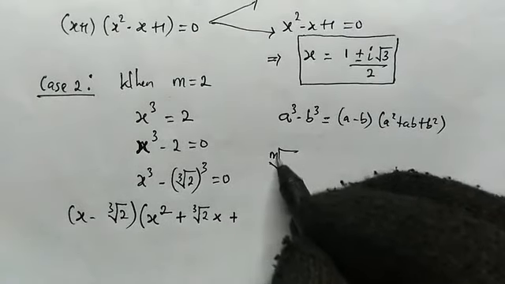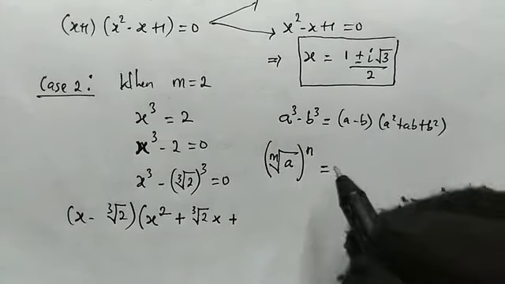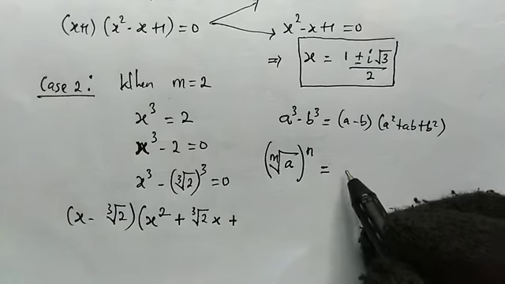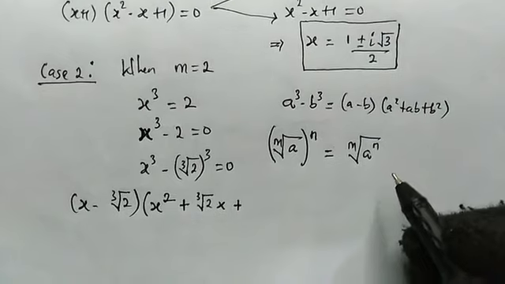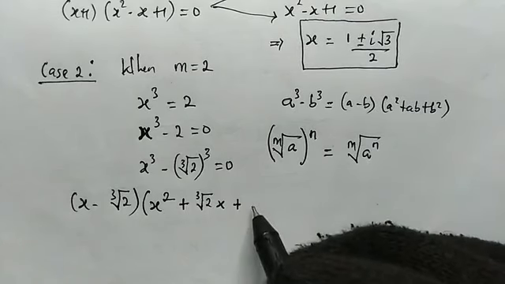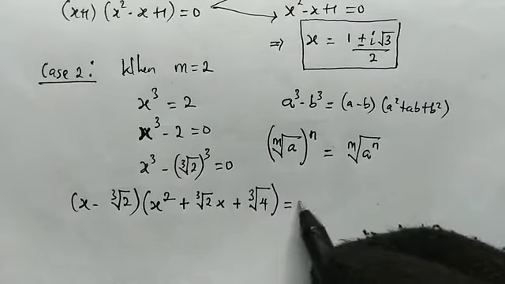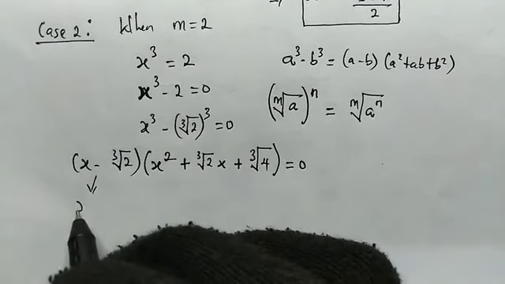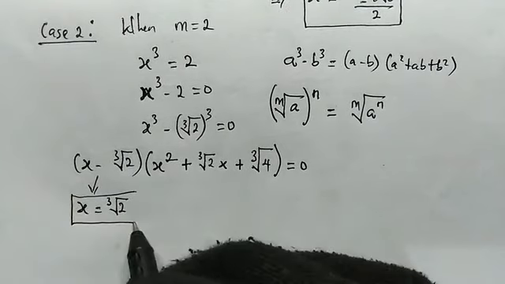When we have the mth root of a and we're raising this to the power of n, this will be same as putting this n as the power of a under this root sign. So that will become the mth root of a to the power of that n. Amazing, right? So this is telling us that the cube root of 2 squared will be same as the cube root of 2 squared, which is 4. And this is equal to 0. So from here, when this is equal to 0, we get x is equal to the cube root of 2. So we have a solution.